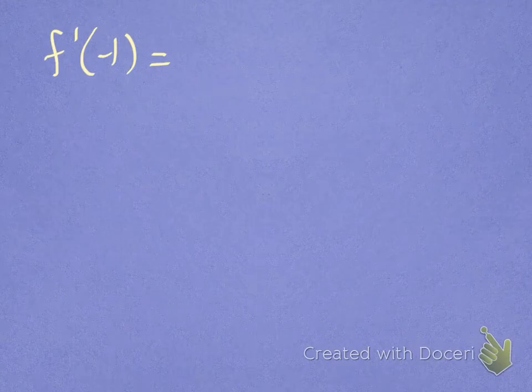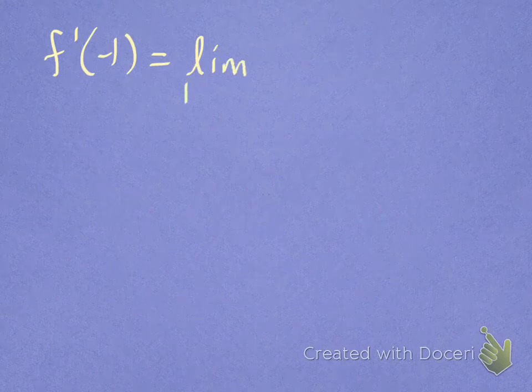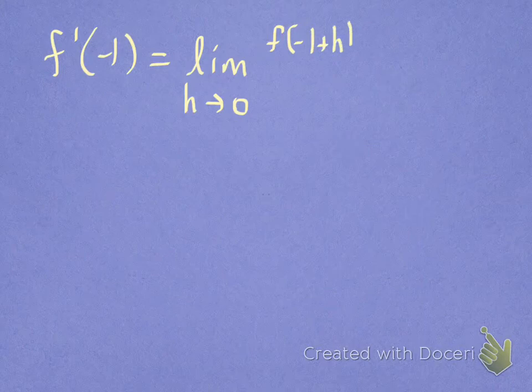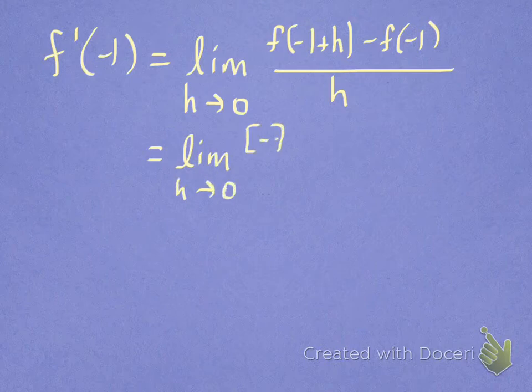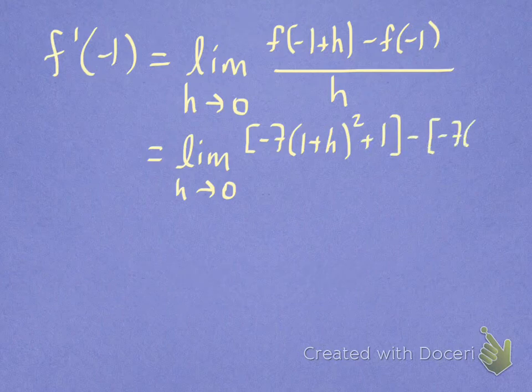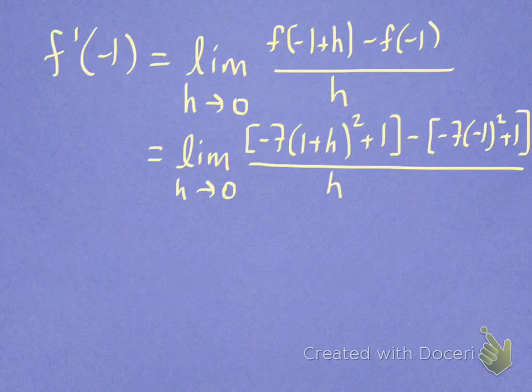So let's start with f prime of negative 1. Now, by definition, that is the limit as h goes to 0 of f of negative 1 plus h minus f of negative 1 all over h. And now I will substitute in what f of negative 1 plus h and f of negative 1 are. So we have the limit as h goes to 0 of negative 7 times 1 plus h squared plus 1 minus negative 7 times negative 1 squared plus 1 all over h.